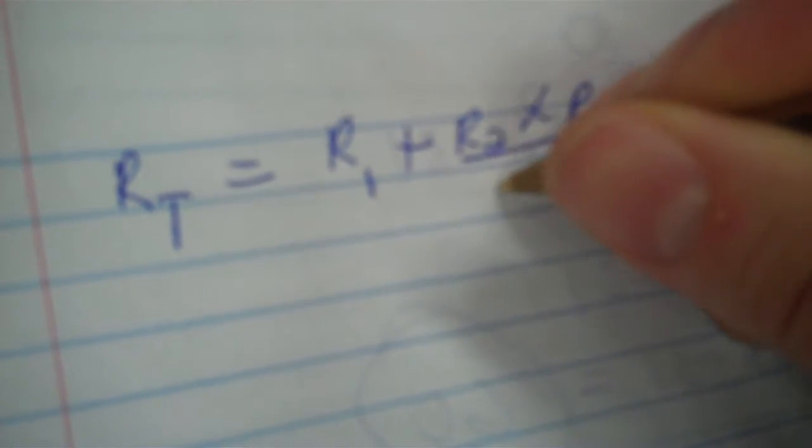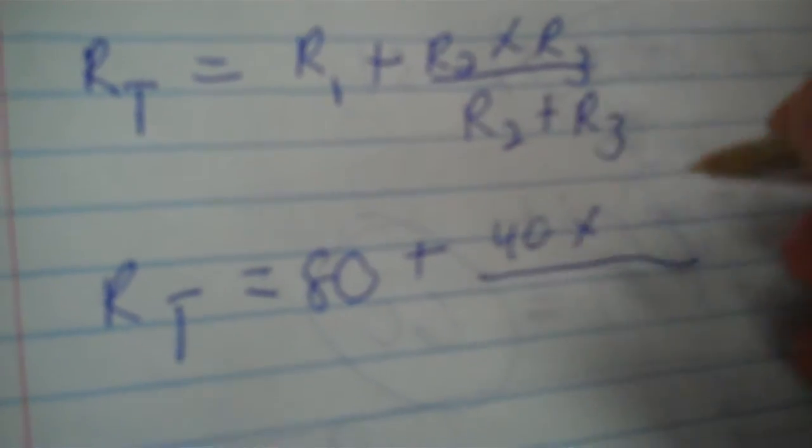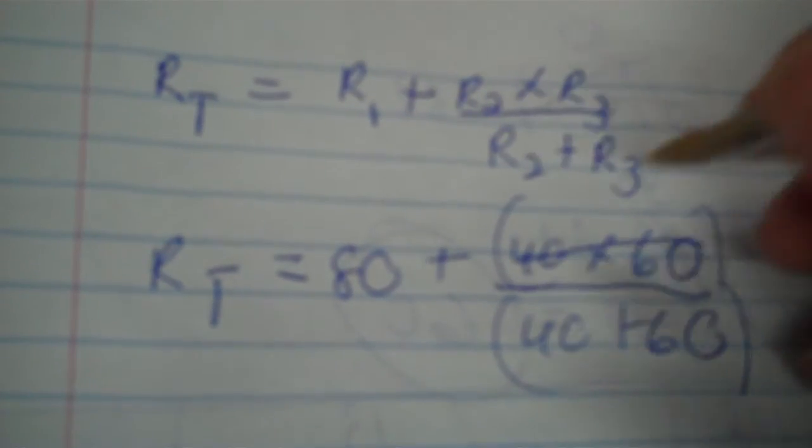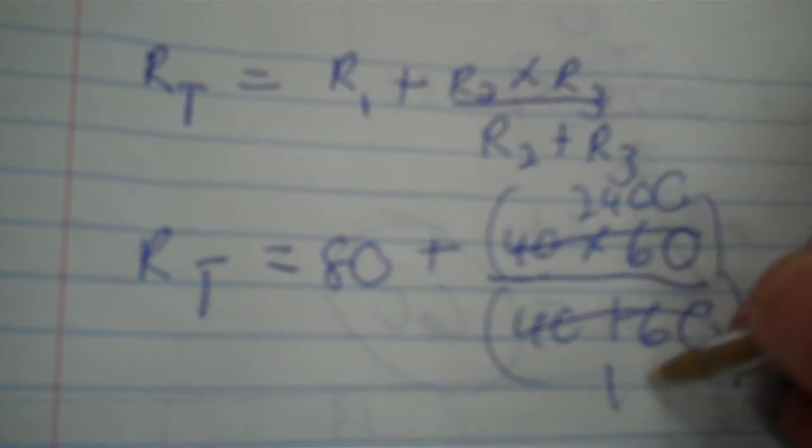Okay, capital R T equals R1 plus a ratio: R2 times R3 over R2 plus R3. Okay, R1 is 80. R2 is 40 times 60. And then on the bottom, you got 40 plus 60. Okay, you got parentheses. 40 times 60 is 2,400. 40 plus 60 is 100.